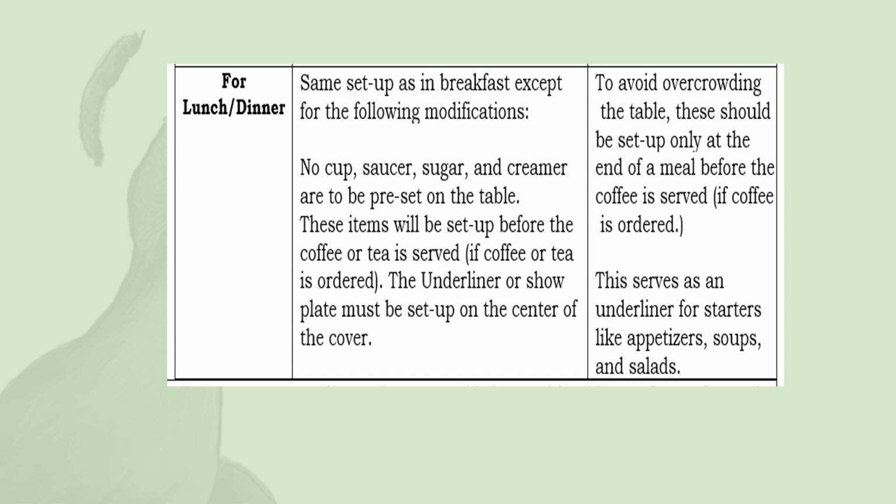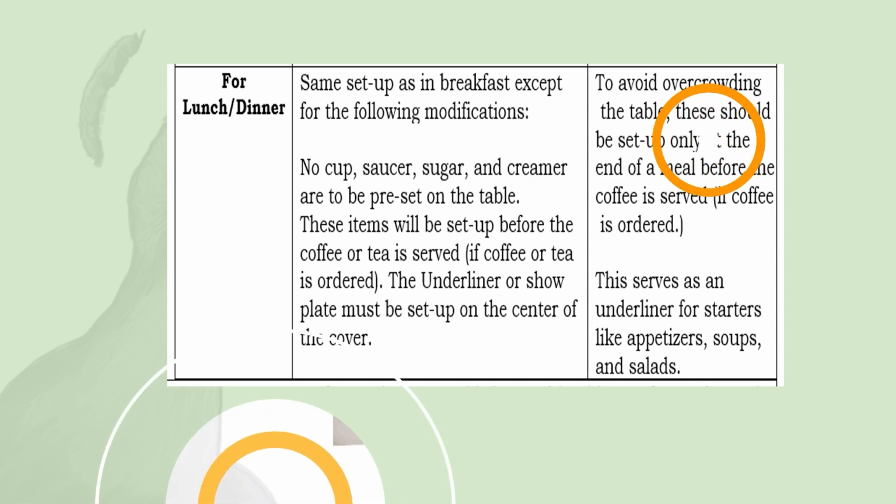The underliner or show plate must be set up on the center of the cover. To avoid overcrowding the table, these should be set up only at the end of the meal before the coffee is served. If coffee is ordered, this serves as an underliner for starters like appetizers, soups, and salads.